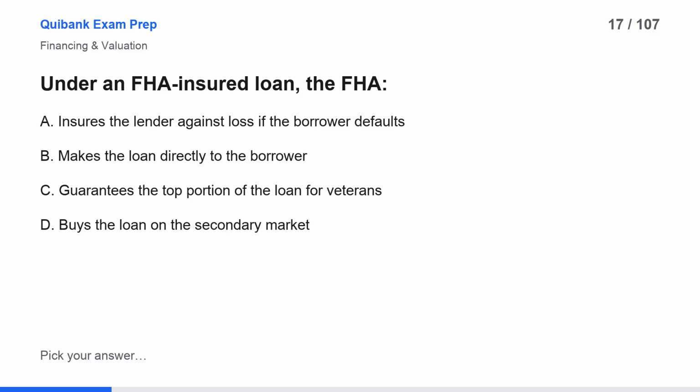Question 17. Under an FHA-insured loan, the FHA A. Insures the lender against loss if the borrower defaults. B. Makes the loan directly to the borrower. C. Guarantees the top portion of the loan for veterans. D. Buys the loan on the secondary market.